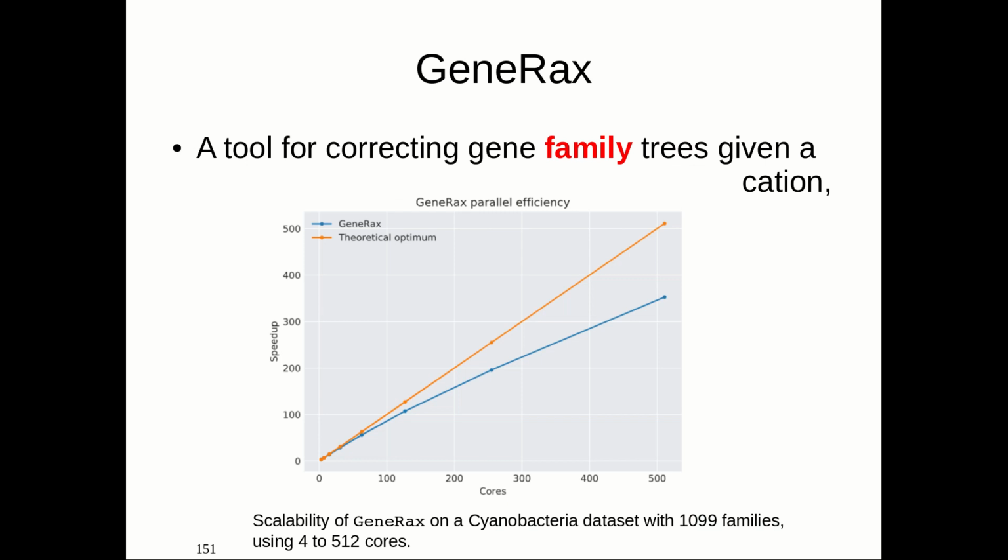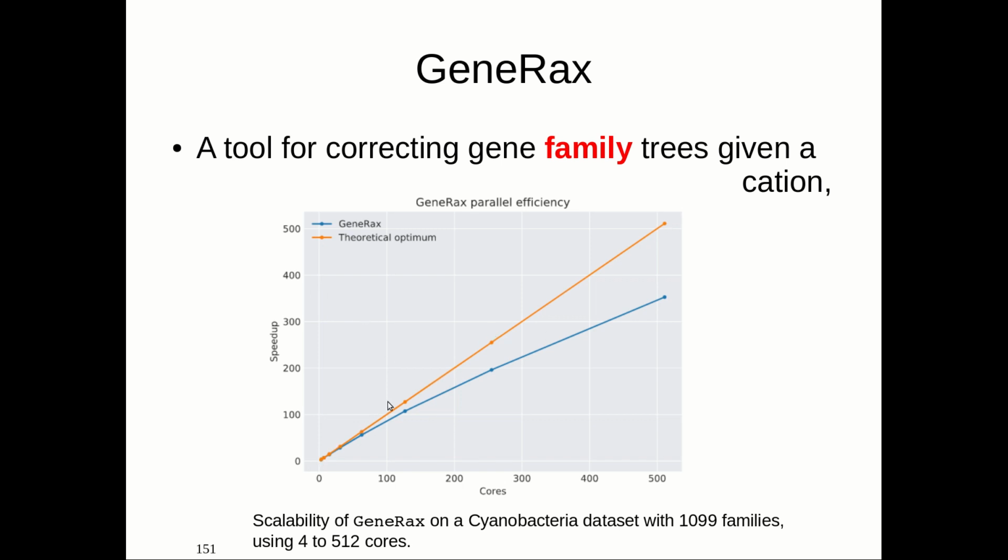And then finally we have GeneRax, which is a tool for correcting gene family trees given a species tree, under gene duplication, gene loss, and lateral gene transfer. So here again we have a parallel version of that. This just was published in Molecular Biology and Evolution maybe a month ago. We once again have parallelized this.